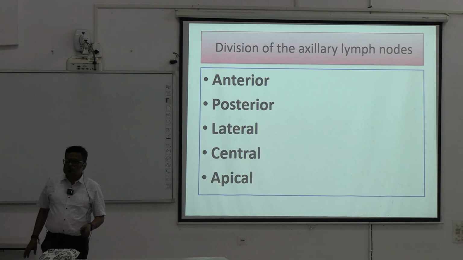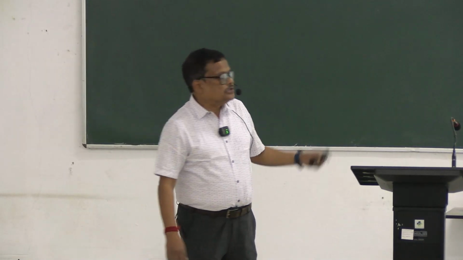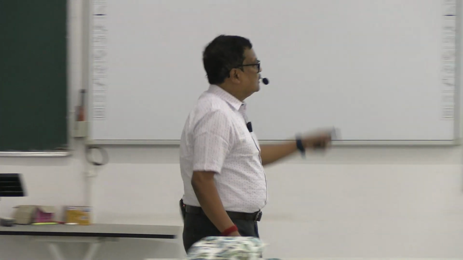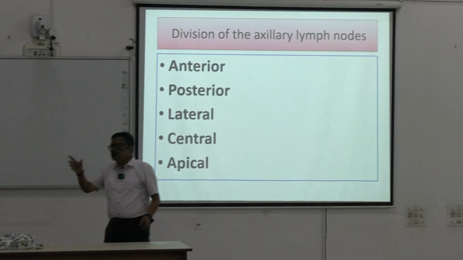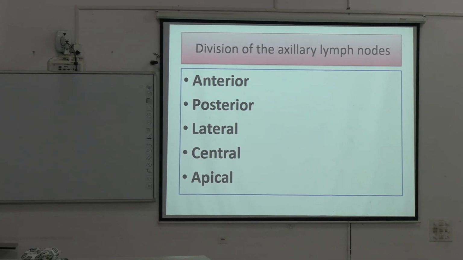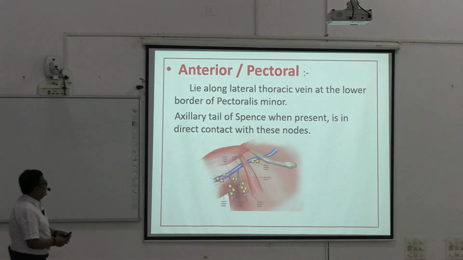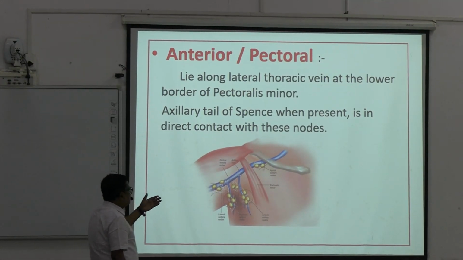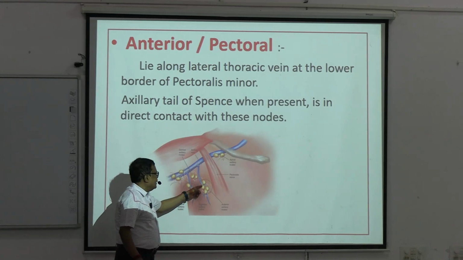So what are the divisions? What is the classification? Anterior, posterior, lateral, central and apical. Anterior, posterior, lateral, central and apical, in relation to the walls of the axilla, the boundaries of the axilla. Anterior or pectoral nodes lie in the anterior wall of the axilla along the lateral thoracic vein.